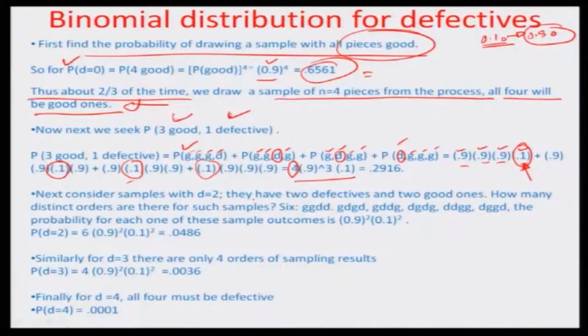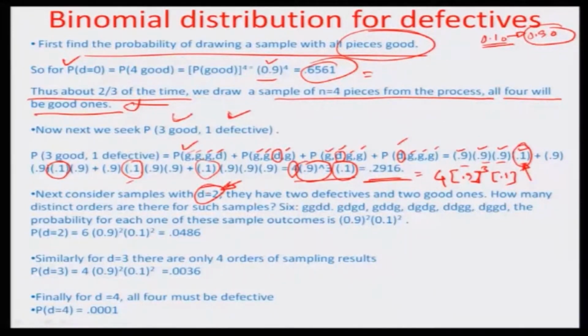And so, basically you can represent all this as 4 times 0.9 to the power of 3 times 0.1, which is 0.2916. Okay. So, we consider next the samples where 2 of these 4 draws have defective samples.